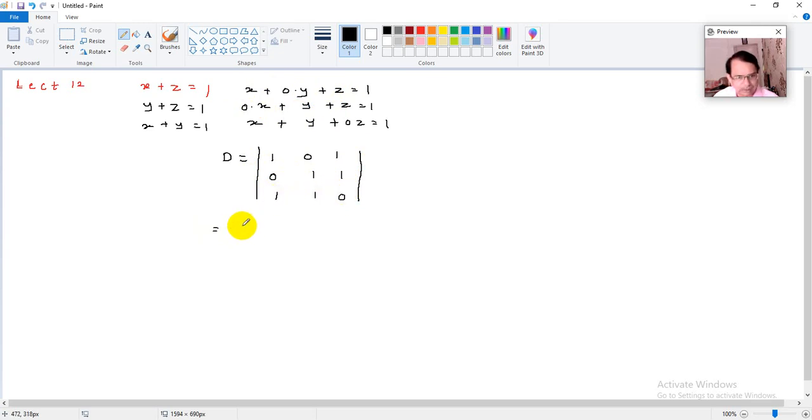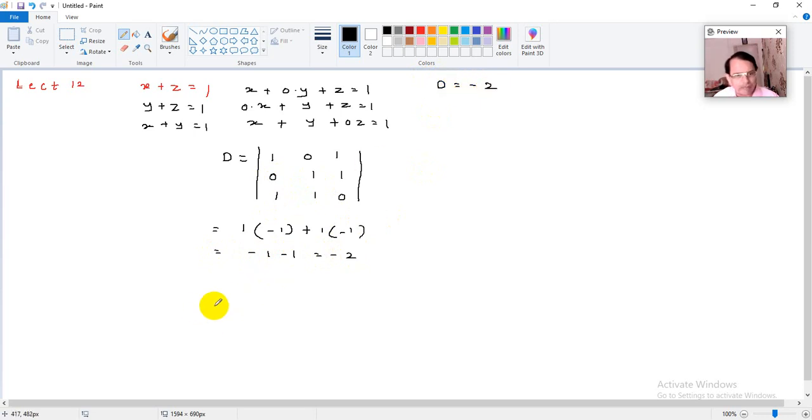So what is it? 1 into, it is 1 into 0 minus 1 into 1. So minus 1. Then this is 0, so we need not write that. Plus 1 into, now this row and this column you will delete. So the remaining determinant is 0, 1, 1, 1. So it is 0 into 1 minus 1 into 1. So minus 1. So finally this value is minus 1 minus 1, so it is minus 2. So we now know that d is minus 2. Okay.